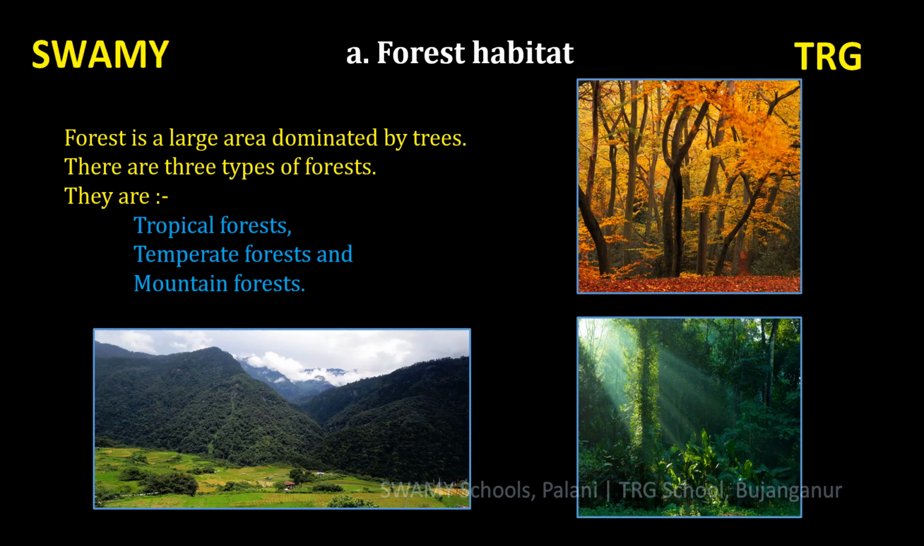There are 3 types of forest. They are tropical forest, temperate forest and mountain forest. Tropical forest in Tamil, வெப்பமண்டல காடுகள். Temperate forest in Tamil, மித வெப்பமண்டல காடுகள். And mountain forest. These are the 3 types of forest habitat. Annual rainfall ranges from 25 to 200 centimeter.